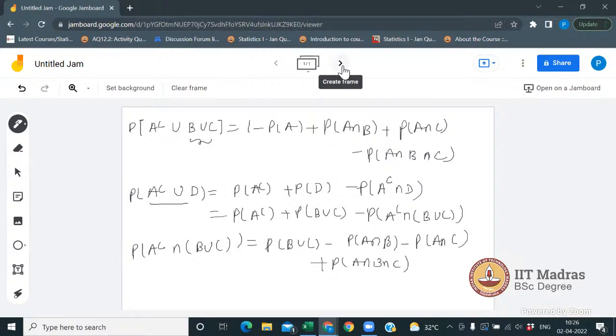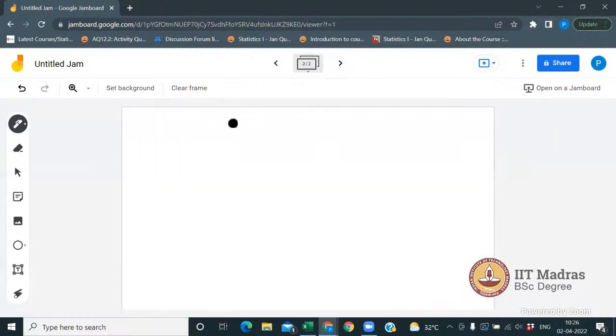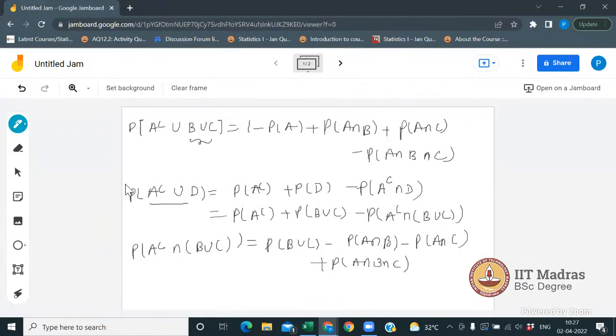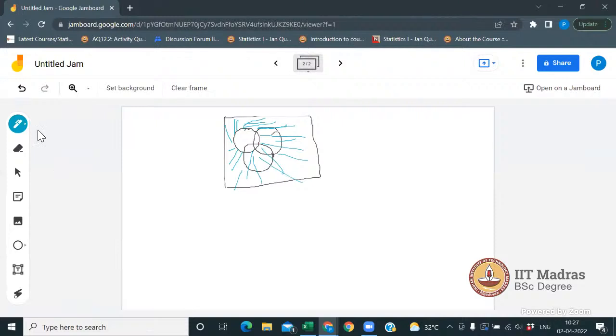See, A complement intersection B union C. Suppose this is your whole sample space, and A is there, B is there, and C is there. Can you tell me what will be the A complement? The whole region except A. Yes. That is the A complement, this blue region. Now you have to find the intersection with B union C, right? So what is B union C? This green region is the B union C.